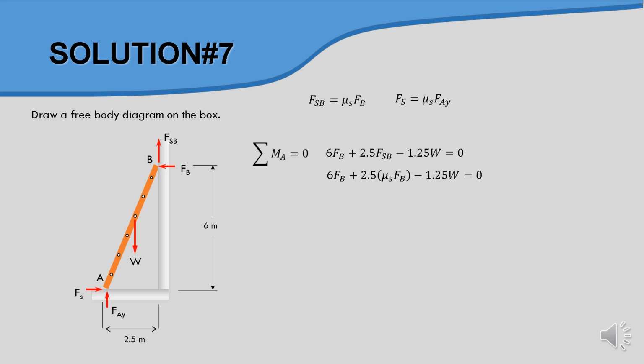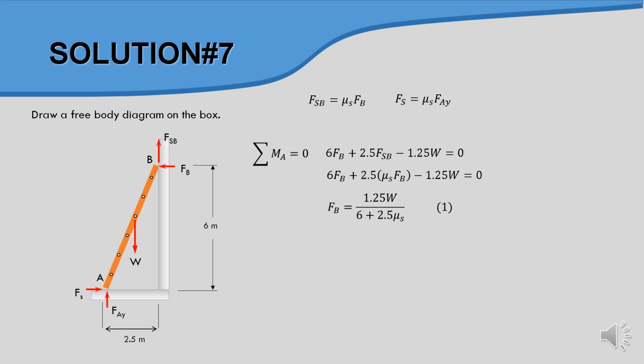So in this case, we start with Ma equal to 0. We manage to get only three forces acting: W, Fb, and Fsb. So here we have Fb as 6, Fsb as 2.5, and W as half of the 2.5 here. Once you get the equation, we substitute the value of Fsb here, and it becomes something like this. Then we get Fb in terms of W and mu s here.